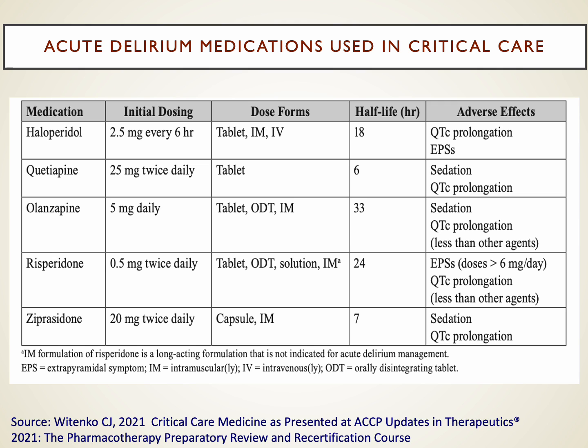Keep in mind that all of these agents predispose to prolonging QT intervals, and Haldol is also associated with extrapyramidal symptoms of muscle rigidity, Parkinsonian tremors. Although interestingly, and I cannot explain this, when we give Haldol IV in the ICU, we usually don't see those extrapyramidal side effects as often. And I'm at a loss to understand why that is, but that just happens to be the case.